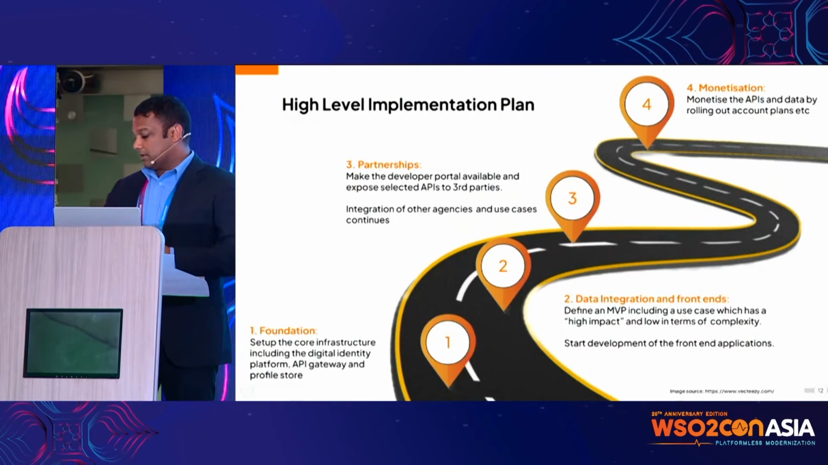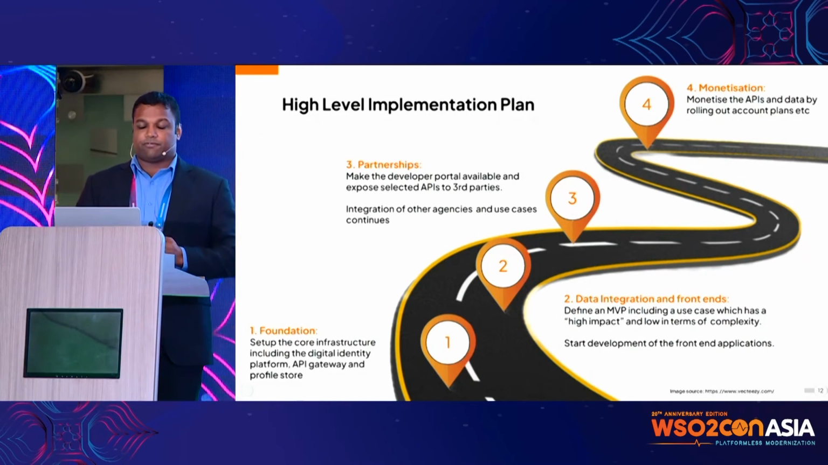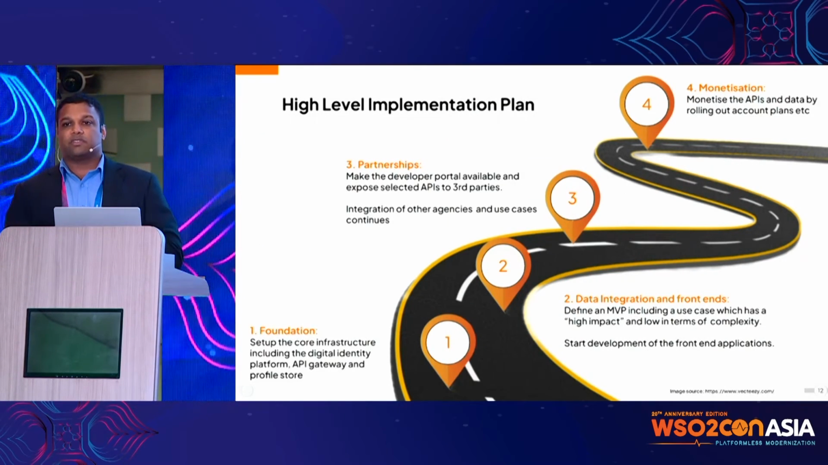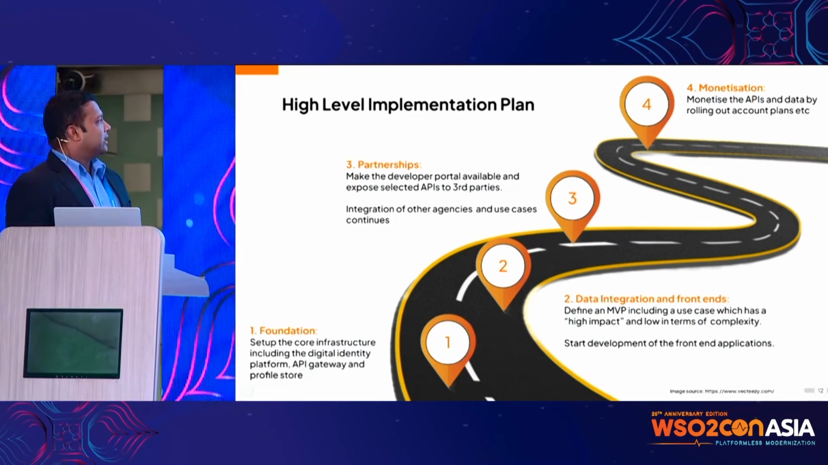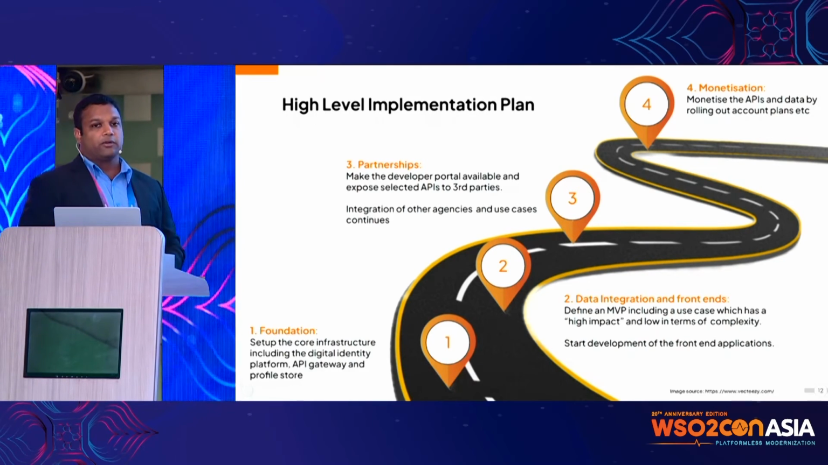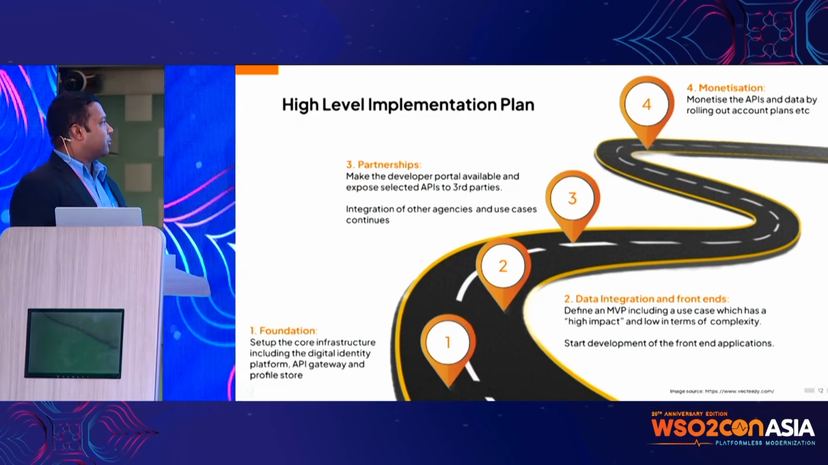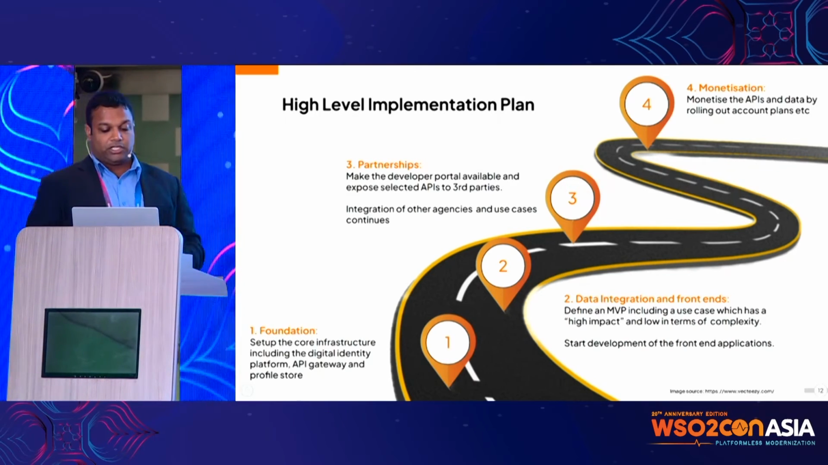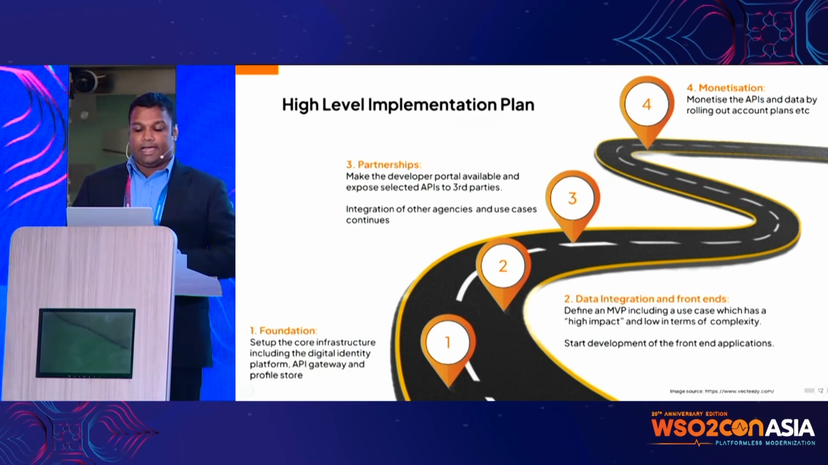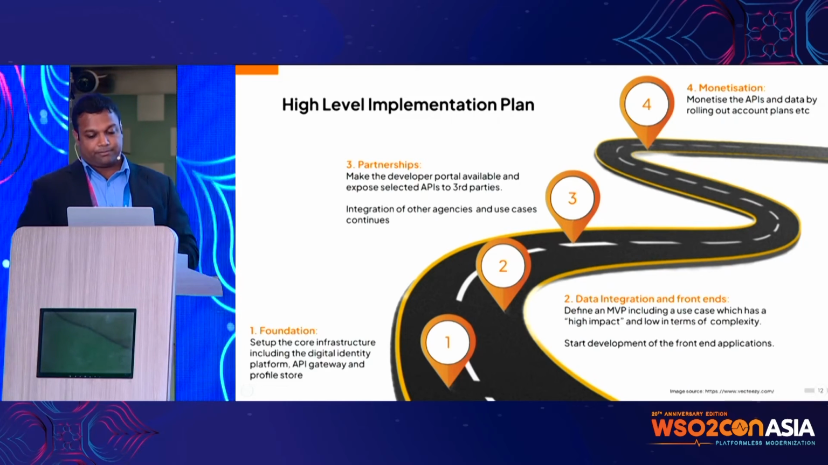So this is a high-level roadmap of what one of these digital government initiatives could look like. As I mentioned earlier, the first step is to build that foundation, the hub in that hub and spoke model. You look at setting up your core infrastructure, your digital identity platform, and your API gateway.